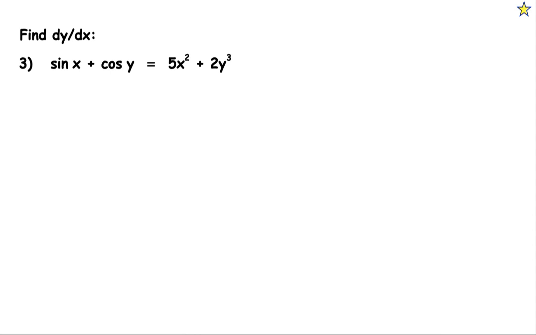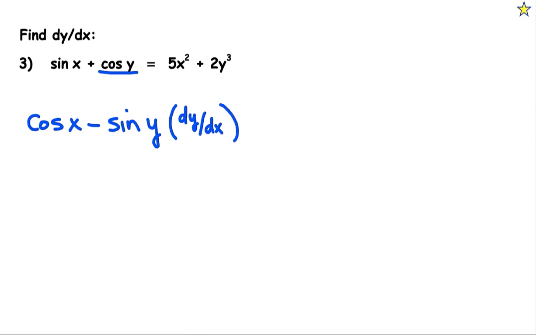The derivative of sine of x is cosine of x. The derivative of cosine of something is negative sine of that item. So negative sine of y. Oop, I said y. That's the wrong letter. dy dx. All right, right-hand side. The derivative of 5x squared is 10x.